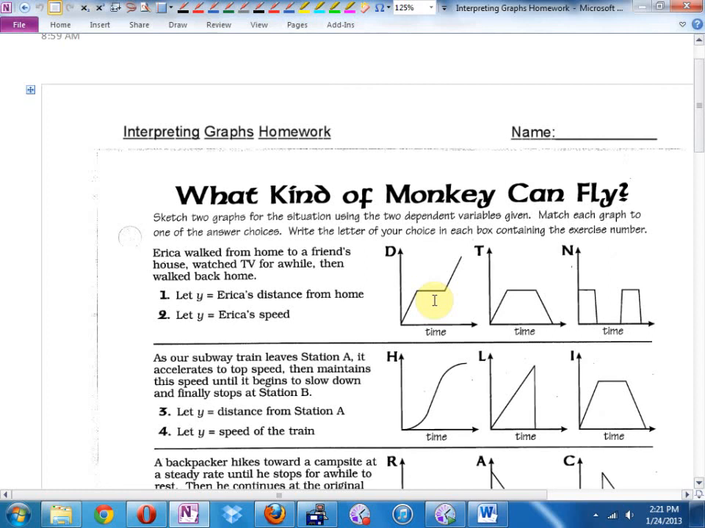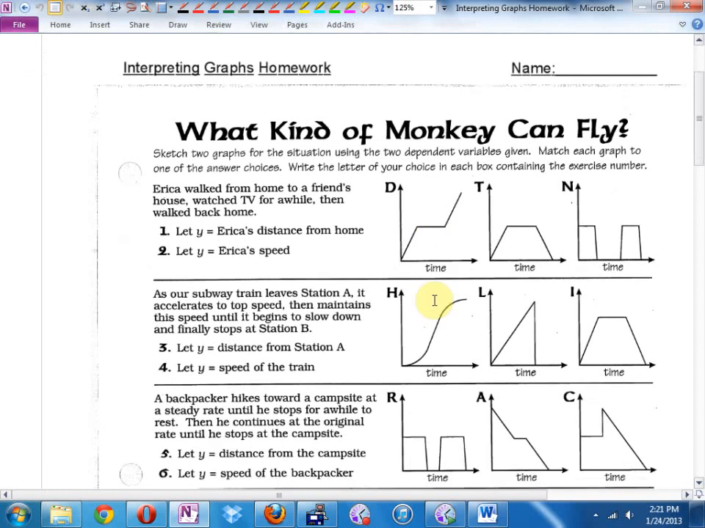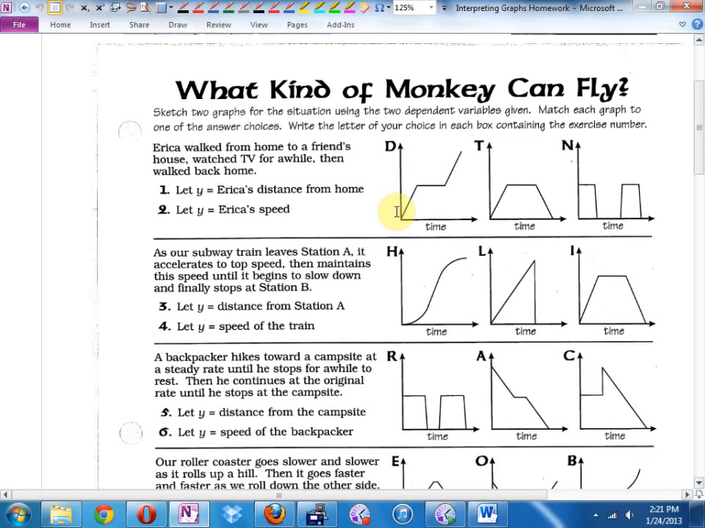The punchline is, what kind of a monkey can fly? Here's what this says. Sketch 2 graphs for the situations. Match each number to one of the answer choices, then write the letter of your choice. So here's the situation in number 1. Erica walked from home to a friend's house, watched TV for a while, and then walked back home. Graph number 1 is if you graph on the y-axis Erica's distance from home. Graph number 2 is if you graph speed.